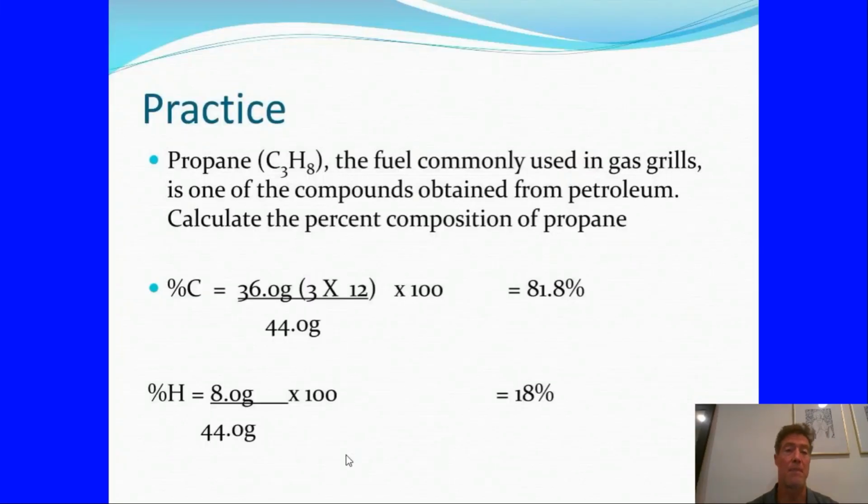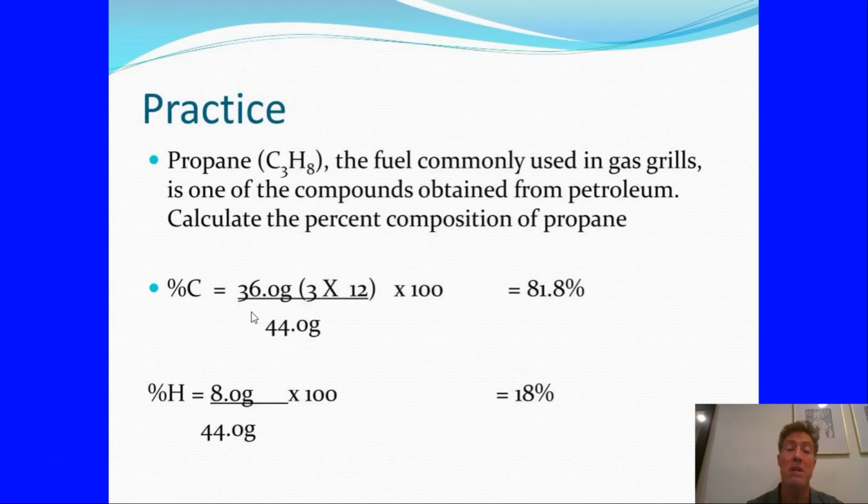So let's do that. Okay, so propane, as you probably know, is the fuel commonly used in gas grills. To calculate its percentage composition, we're going to start with carbon. There are 3 carbons, so it's 3 times 12. First we need the total amount of the compound. So it's going to be 36 for the carbon and 8 for the hydrogen, so the total compound is going to be 44 grams.